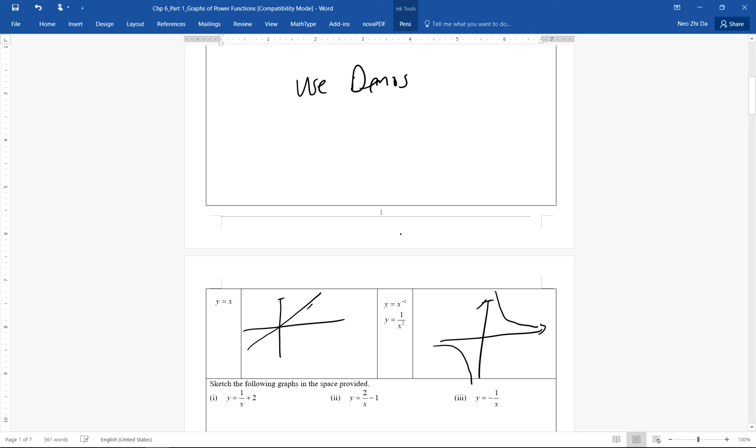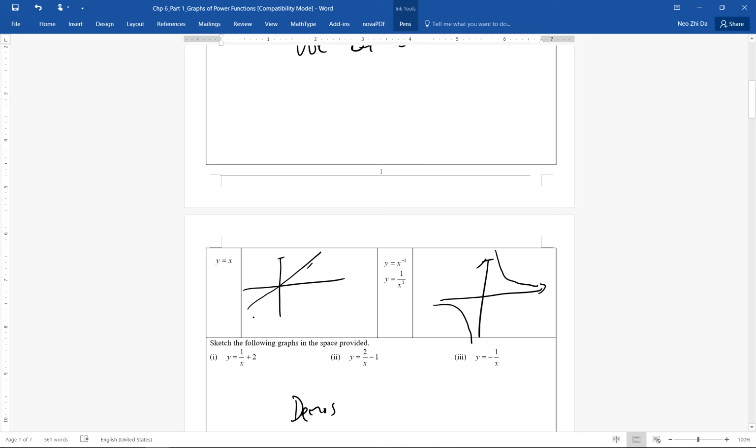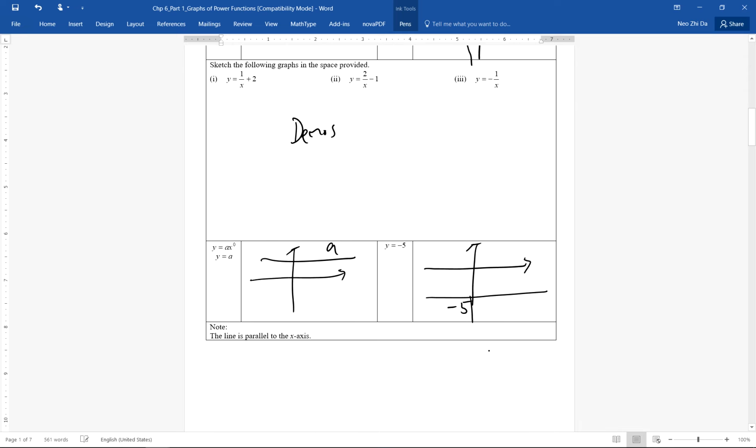Next, move down. If it's y equal to x, then it's just a straight slanted line outwards. If it's 1 over x, then it's like that. Okay, 1 up, 1 down. Never touch also, never touch. Again, this one used as most.